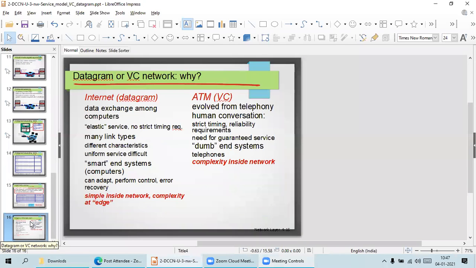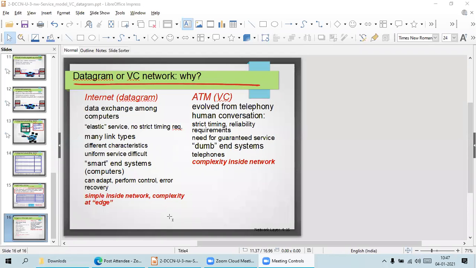Okay. Now, are we using datagram or virtual circuit? You are going to use either a datagram network or a virtual circuit network. Why? What are the advantages we are going to discuss here. In both cases you have advantages and disadvantages. Internet datagram: it is using datagram. ATM, asynchronous transfer mode, is going to use a virtual circuit network. We are going to discuss the good things and bad things.